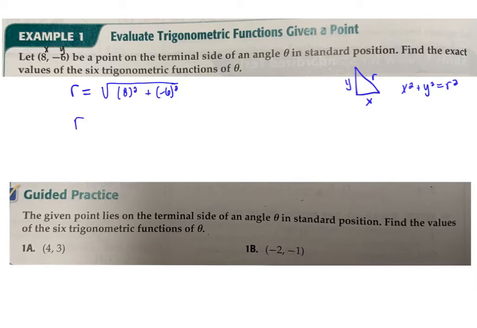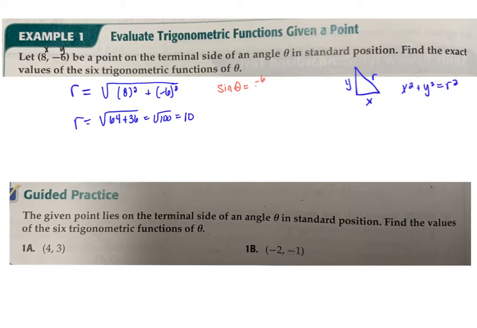So I'm going to calculate it. What is 8 squared? And then negative 6 squared is? So I have the square root of 100, so my r is 10. And then I'm just going to do my 6 trig functions. My sine of theta is y over r. What is my y?